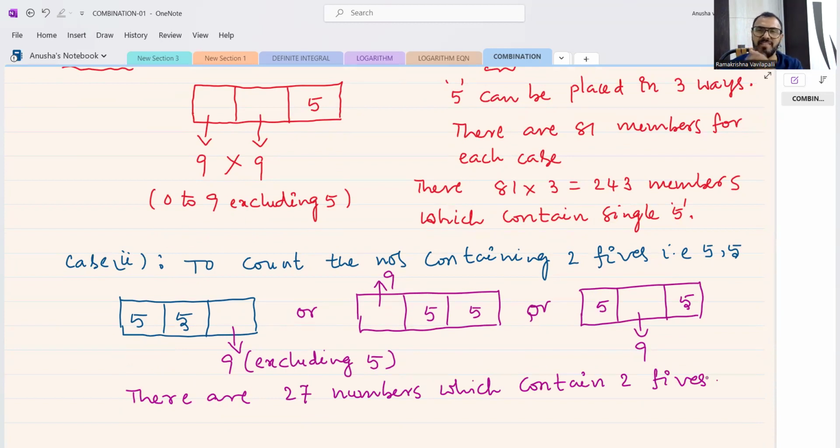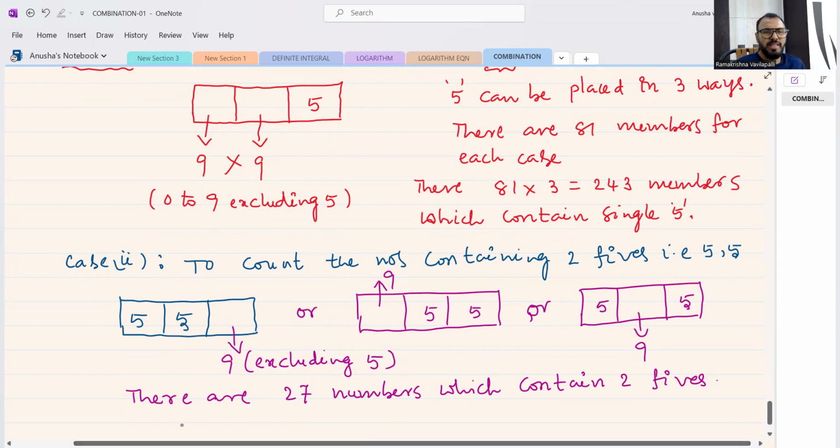There are 27 numbers which contain two 5s. In each number, there are two 5s. Like that, there are 27 numbers, so we count 54 5s.